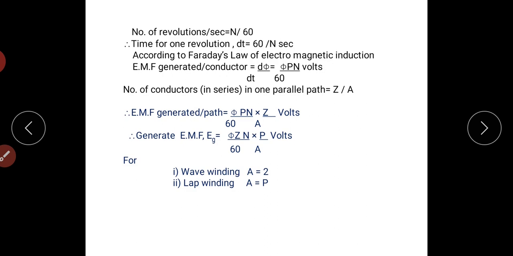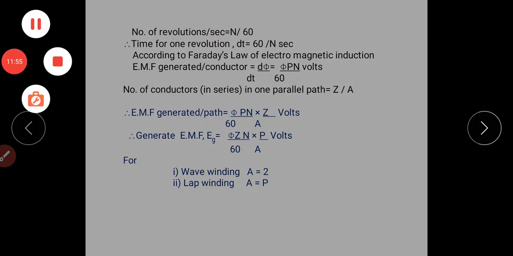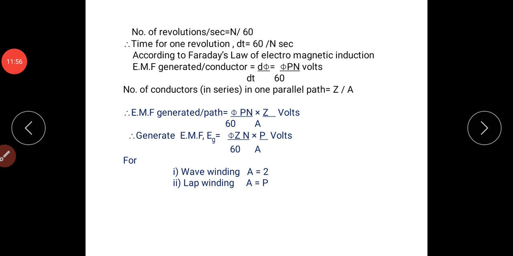Here we know that the assumption is the speed of the armature equals N RPM. RPM means revolutions per minute. So the revolutions per second equals N by 60. Revolutions per minute equals N, revolutions per second equals N by 60. So in 1 second, the number of revolutions equals N by 60. So one revolution time equals 60 by N seconds. This is dt.